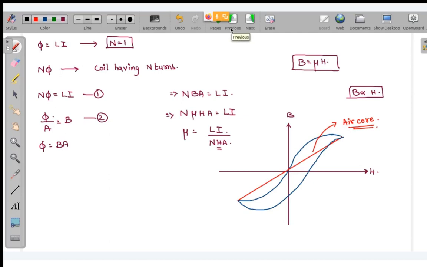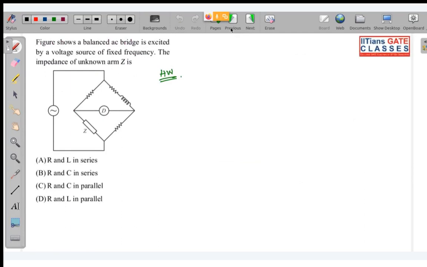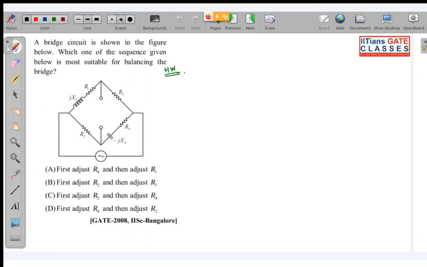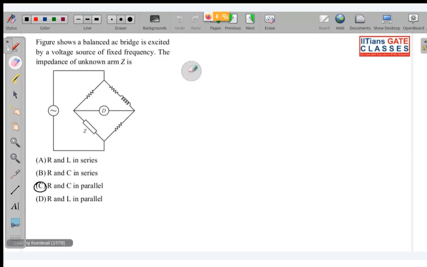Any doubt? Chalo. So next we have a question. Tell me, what is the answer for this question? This was a homework question. What is the answer? So option C. Option C for this one you are telling, and for this one? For this one we haven't solved. Chalo, first we will solve this one only.